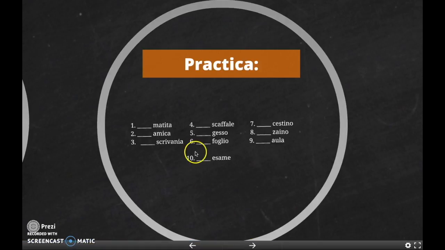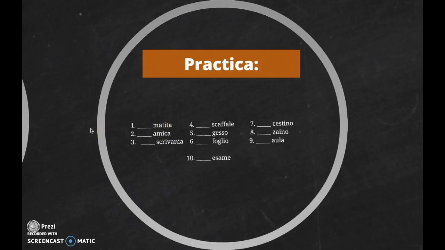You'll take a look that matita ends in an A, so we know that it's feminine. It starts with a consonant. Anytime we have a feminine word that starts with a consonant, we use una. Amica, on the other hand, ends in an A, but begins with a vowel. Anytime we have a feminine word that ends in A, starts with a vowel, we use un apostrophe. Scrivania also is feminine, ends in an A, and it starts with a consonant, una.